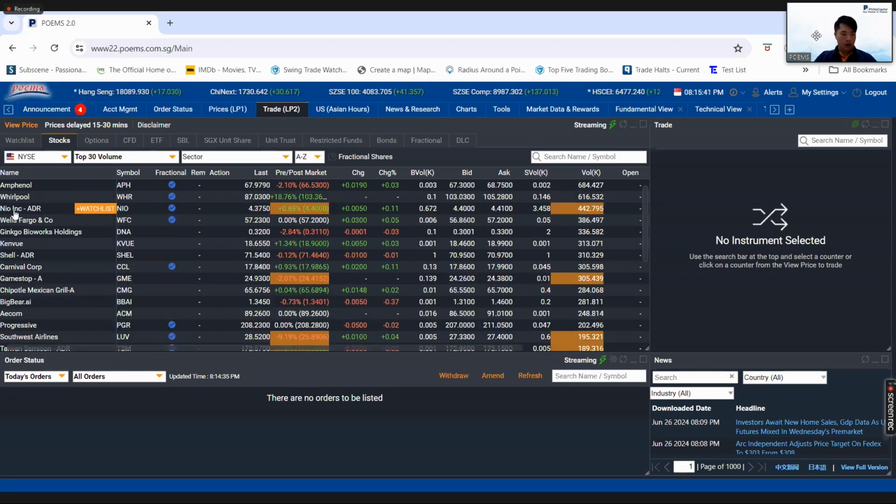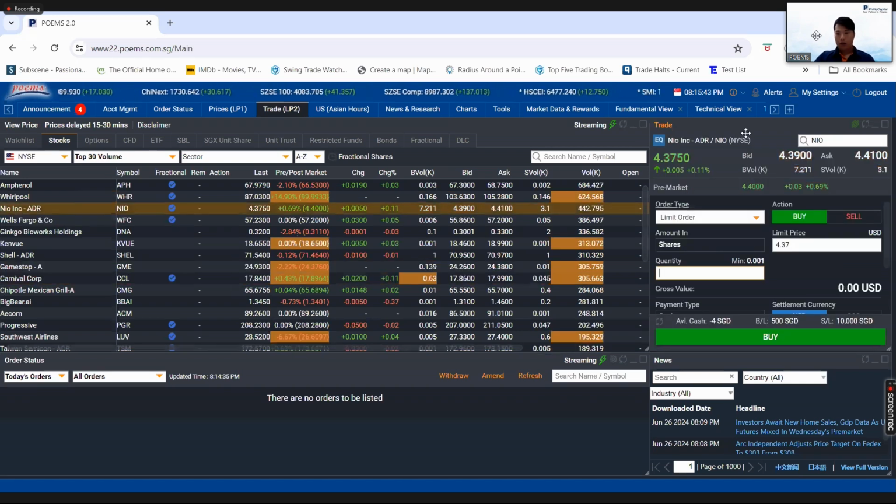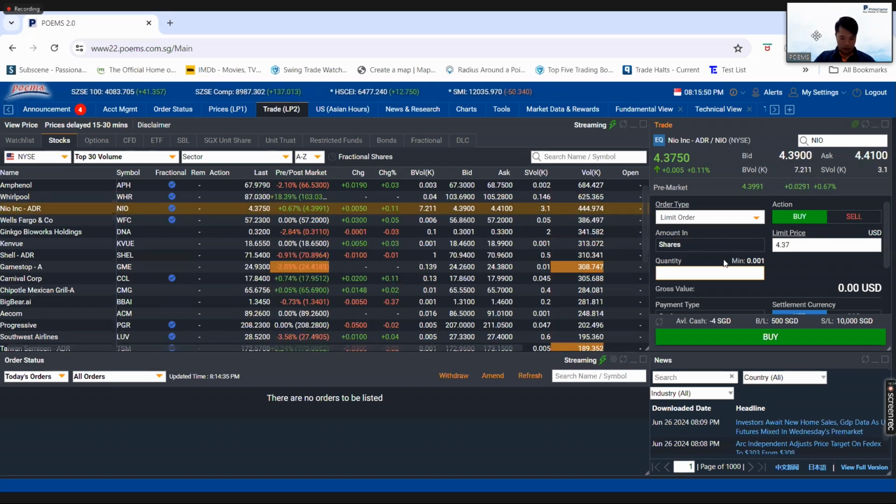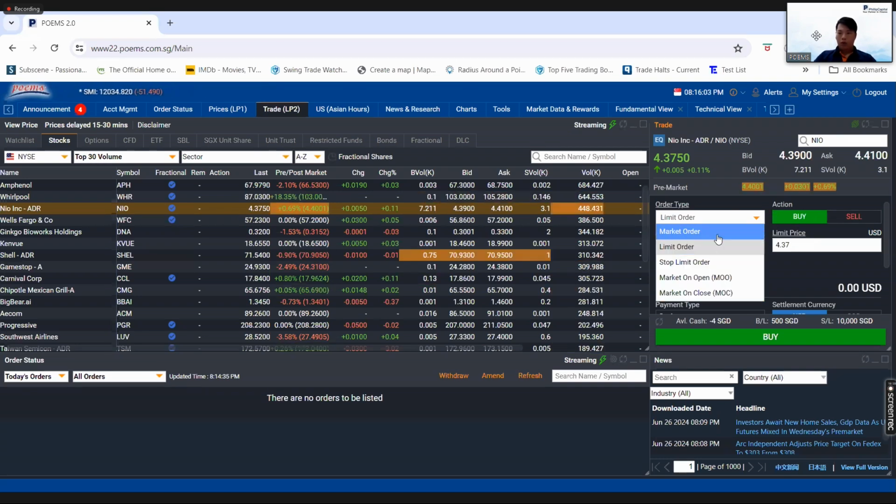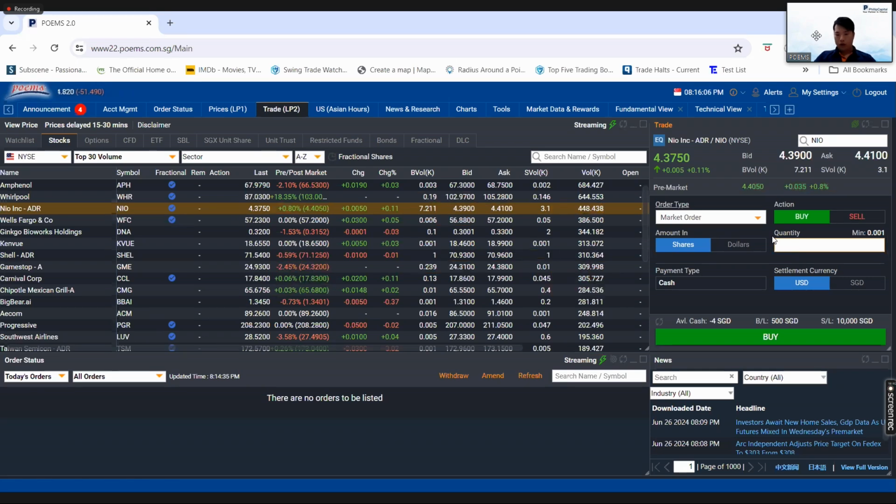Now, if you double click on the counter, there will be this trade box. Now, just give me a moment. Okay, so now what you can do, if you wish to place a dollar amount, you realize there's share base and dollar base. For now, dollar base is only available for market order.